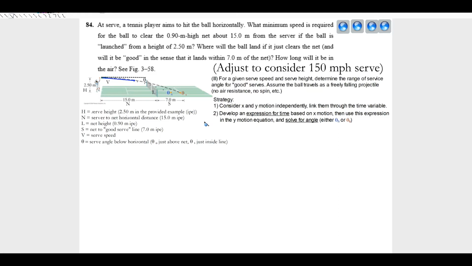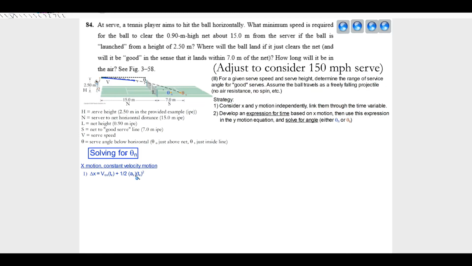So let's go ahead and begin. First, we're going to solve for theta n. That angle would be the maximum angle from the horizontal that would just clear the top of that net. Now we're going to consider again time in the x direction first. So x motion is constant velocity motion. There's no acceleration that way.